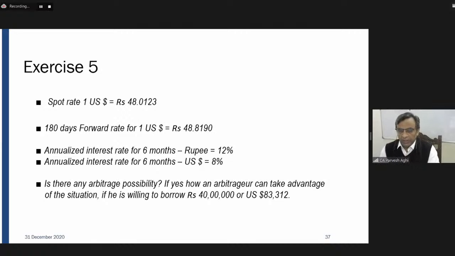Now, in the last lecture we covered that the currency which has a low interest rate will always command a premium. Here the premium is already there because the spot rate is 48.01 odd rupees, and the forward rate is 48 rupees and 81 paisa. So there is a premium which is showing up in the question.